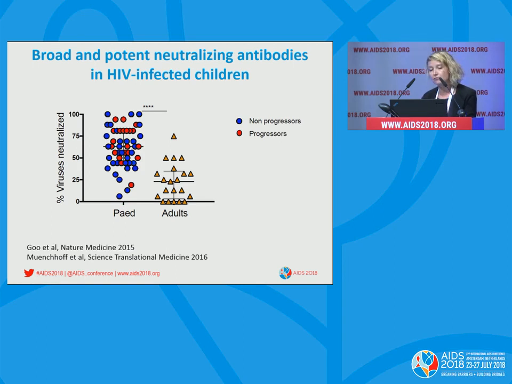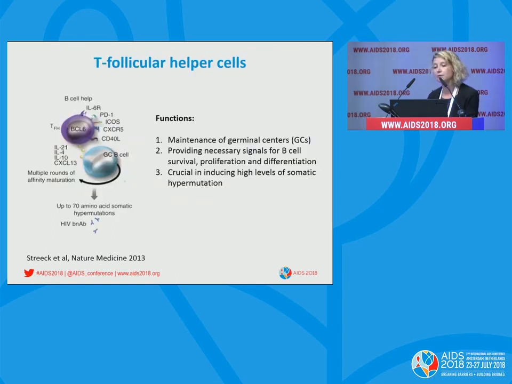For this, we first studied T follicular helper cells, a subset of CD4 T cells that are specialized in providing help to B cells, mainly in secondary lymphoid tissue. They express a variety of markers on their surface that are also used to identify them, CXCR5, the follicular homing marker, and PD-1, and they secrete cytokines, most importantly IL-21, the signature cytokine.